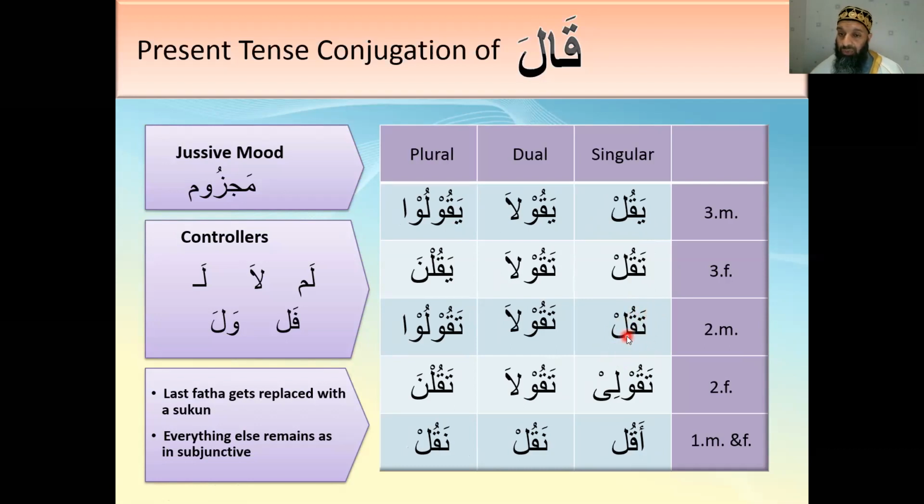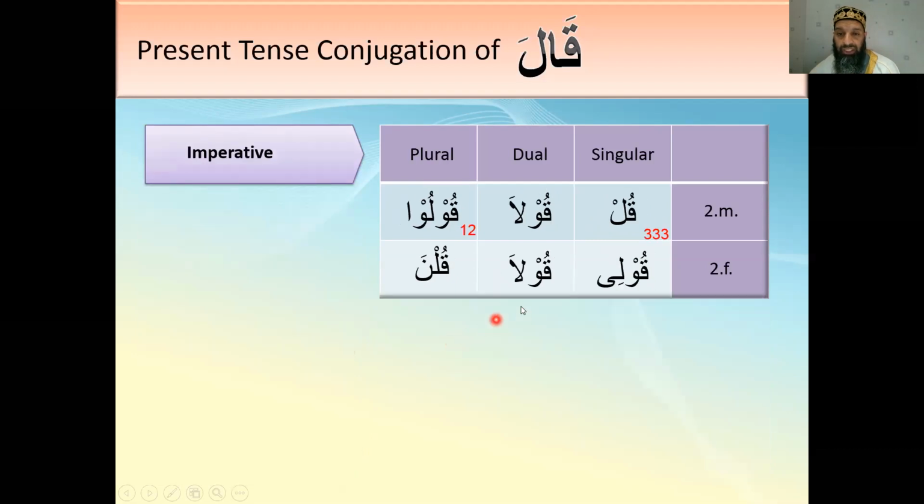Qul ya ayyuhal kafirun. Qul means say. Yeah, so we did that. Qula, you two say. Qulu, you all say. And that's this one here. Quli, qula, qulna. Them are the command forms for say. Say, singular. You two say, you all say. And then for feminine, you say woman, you two women say, you all say women.